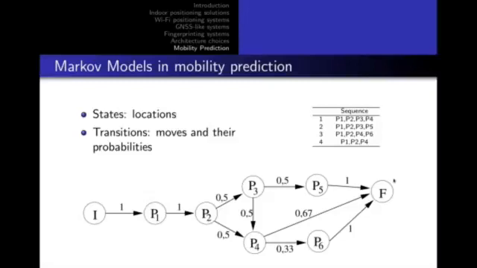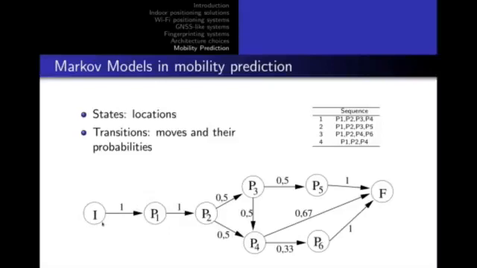So let's say we have 4 sequences, where P1 is location 1, P2 location 2, and so on. The first sequence is P1, P2, P3, P4. We have the second one with P1, P2, P3, P5. The third sequence is P1, P2, P4, P6. And the fourth sequence is P1, P2, P4. So we can extract the following model based on these sequences.